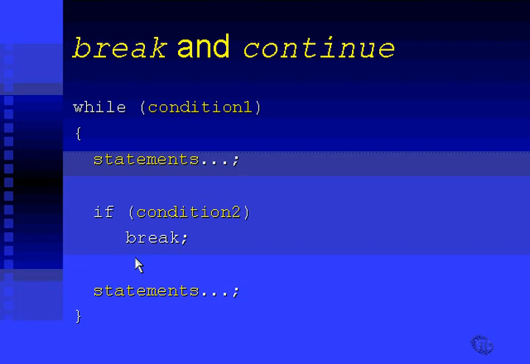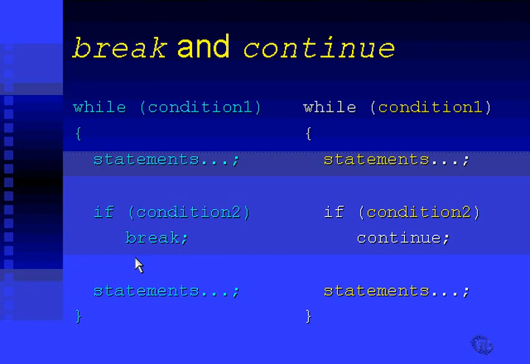Okay, it's very, very simple. If you get to that break, it immediately jumps out of the loop and ends the loop at that point. The loop is aborted. It's like an abort loop. Don't go anymore. No more statements, no more anything. Okay. Now, continue is similar.